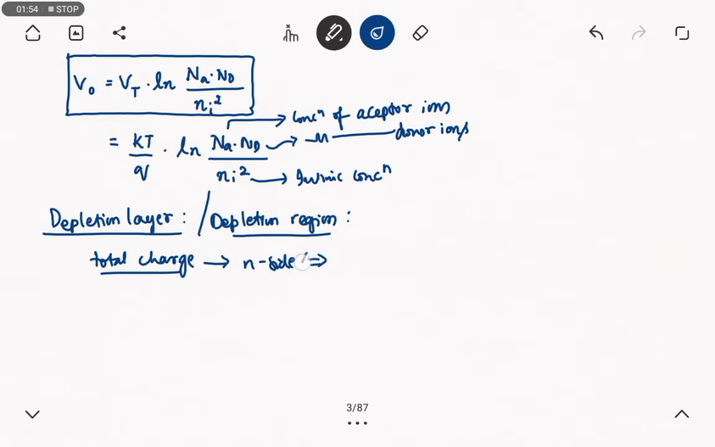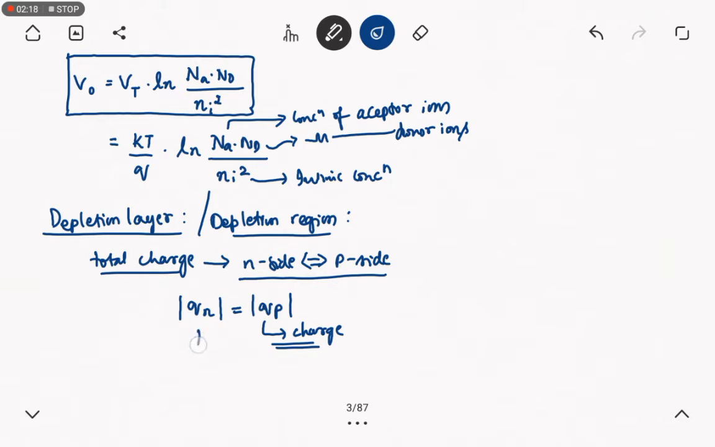must be equal to the total charge on P side. How can we represent this? Charge is always represented with respect to Q. So we are equating both N side and P side. We are representing it in magnitude, that is Qn is equal to Qp. Why? Because this is with respect to charge, total charge. So Qn is the charge in the depletion region of N side. This Qp is the charge in the depletion region of P side. How can we write that together?